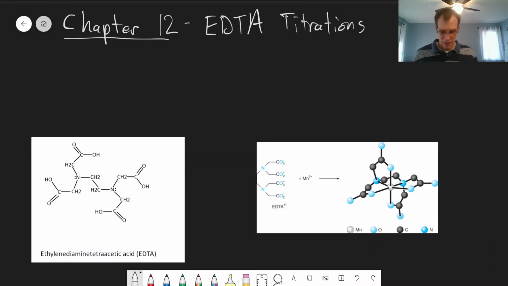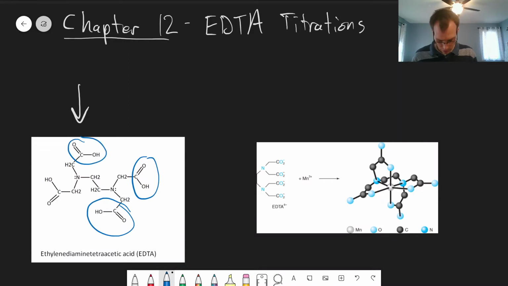EDTA is shown in this structure right here. EDTA stands for ethylene diamine tetraacetic acid. Now this is a hexaprotic acid. It has four different carboxyl groups on it, 1, 2, 3, 4 carboxylic acids. And then it also has, separately, these amino groups right here and here. Each of these can act as electron donating groups to attach to a metal ion.